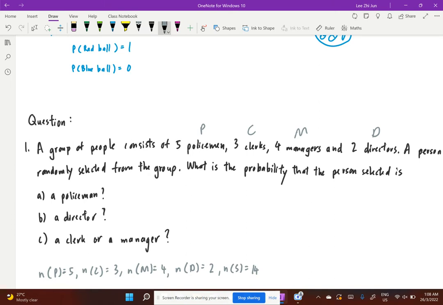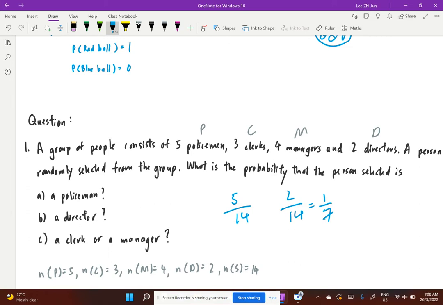Now I need to pick a policeman. There are 5 policemen, right? From the 14 people. So this is the probability, sorry. B, a director. Director has 2 from 14 people. So I can simplify it as 1 per 7.